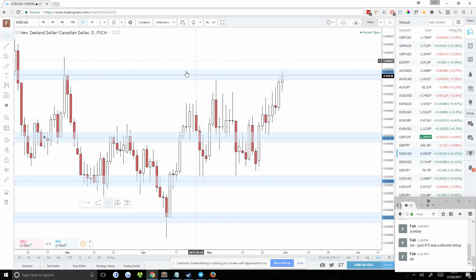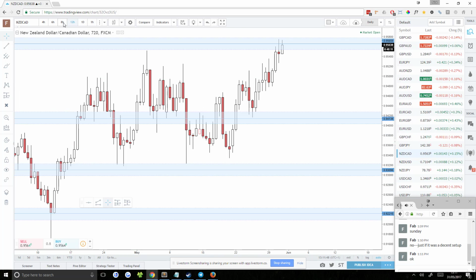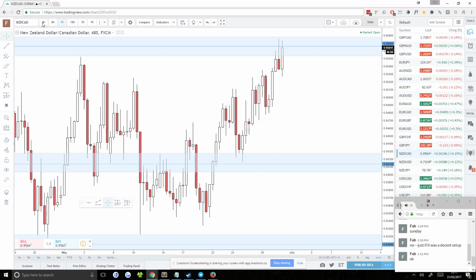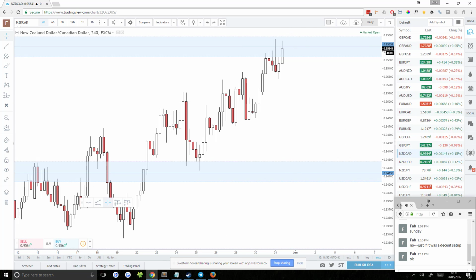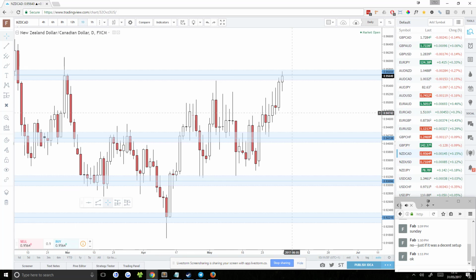Whoa, New Zealand CAD. This looks kind of interesting. Counter trend reversal, potentially. Now let's keep a close eye on New Zealand CAD. We could be looking at a potential reversal. I'm not too excited about this. It doesn't look that good, but obviously we've got a nice strong bullish preceding trend.